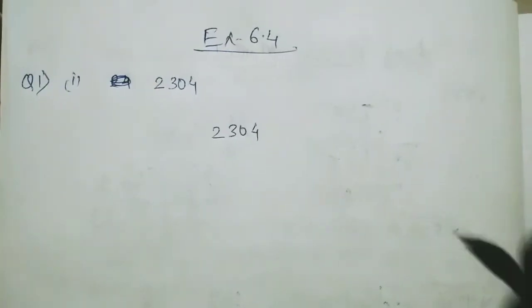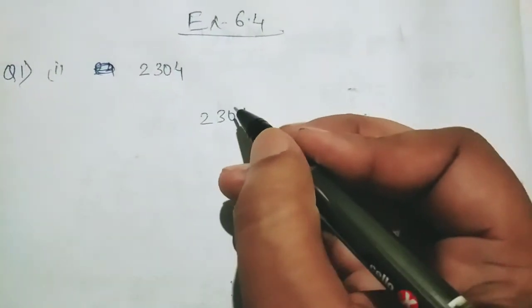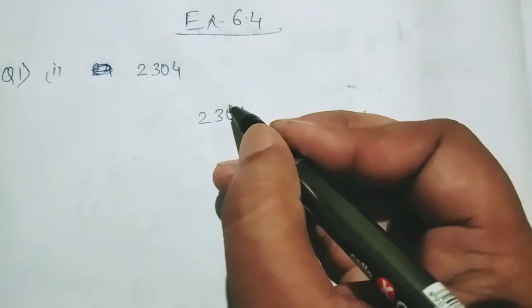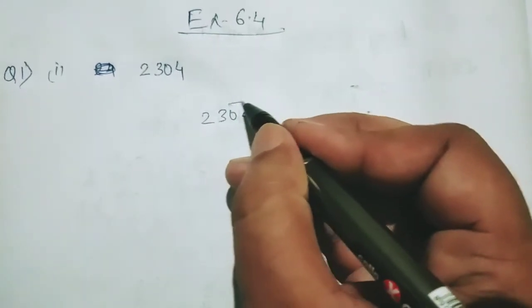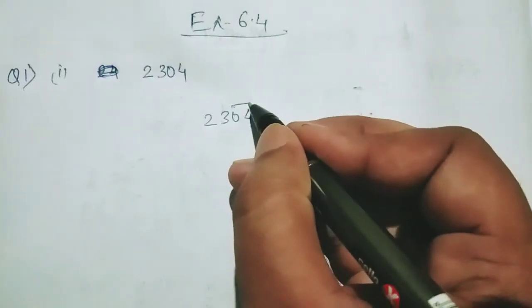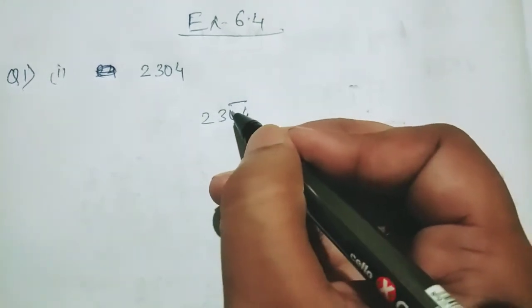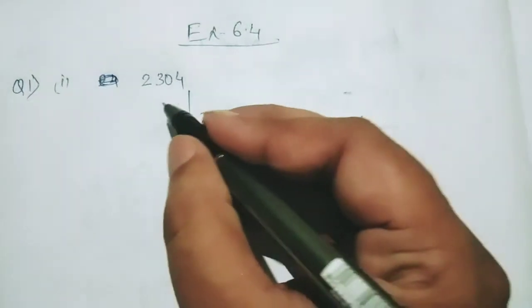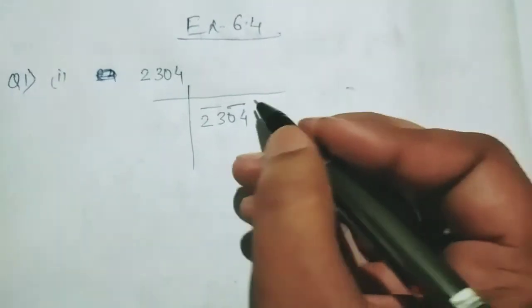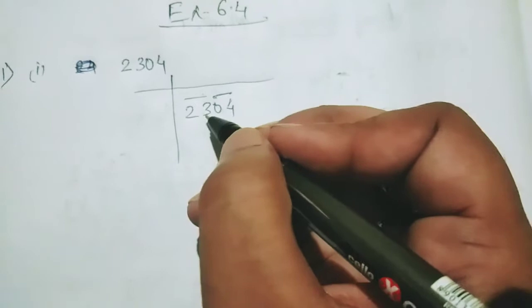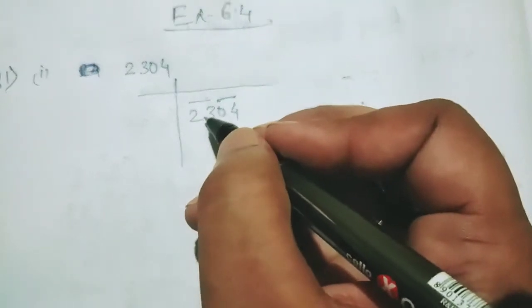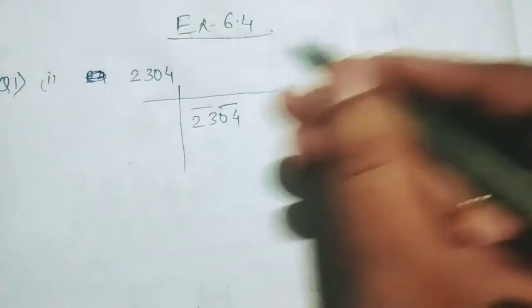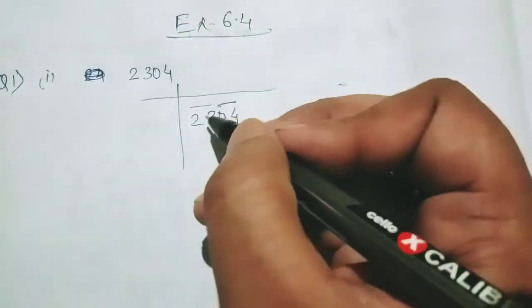Now, square root of 2304. First of all, you have to make the pairing by placing the bar. This is the first bar, one bar for this pair, and this is another bar. So they are in pairs. Now draw lines like this. Now we'll start with 23. 23 is less than which square? So 23 is less than 4 square, that is 16.